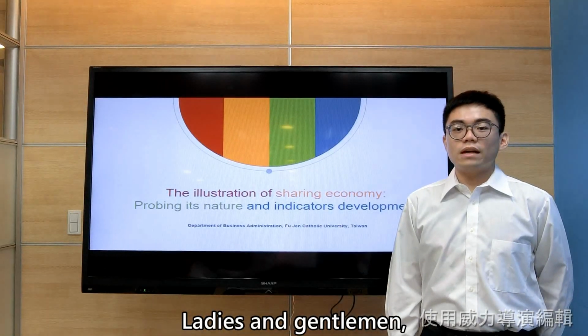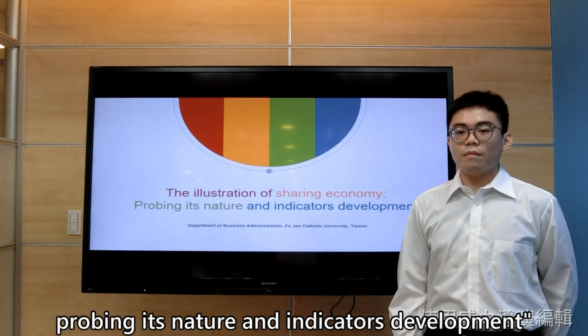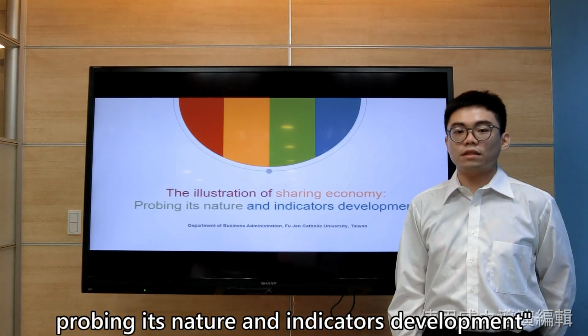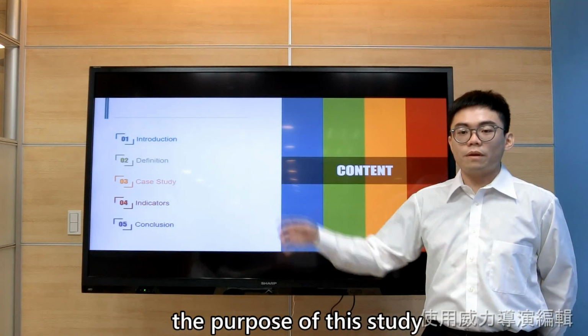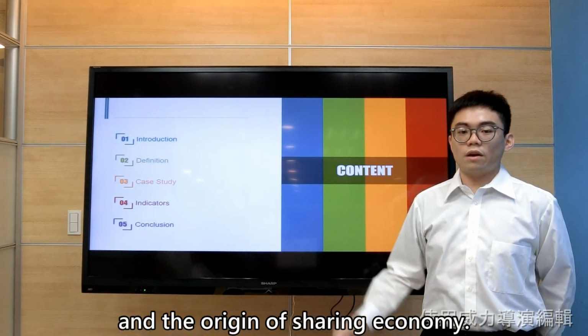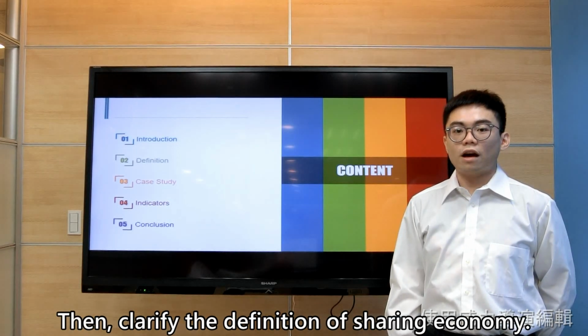Ladies and gentlemen, the study of our presentation is the illustration of sharing economy, probing its nature and indicators development. First part, we will briefly introduce the purpose of this study and the origin of sharing economy. Then clarify the definition of sharing economy.